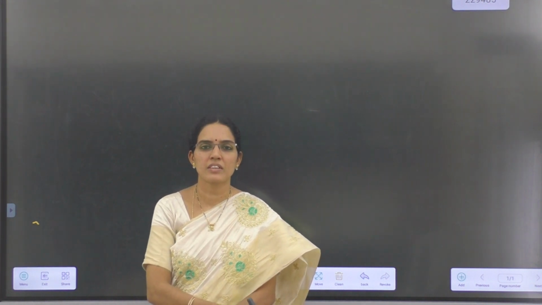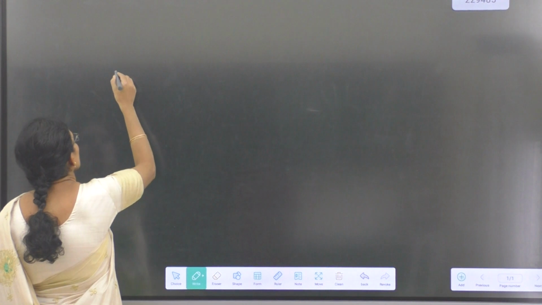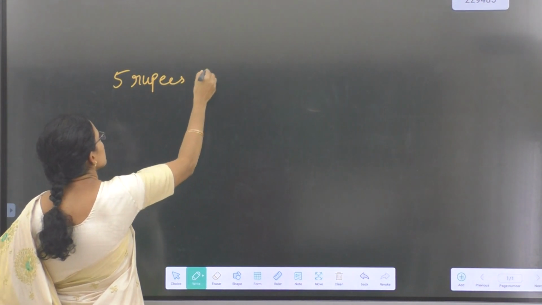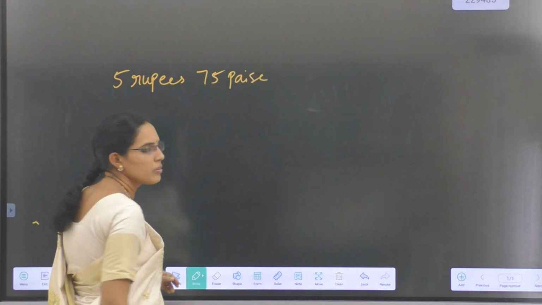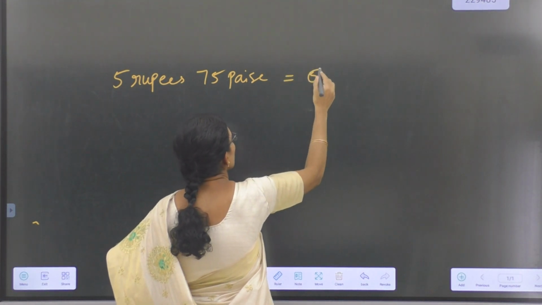Okay, decimals we use in our daily life for expressing rupees, length and weight. We use decimal numbers. For example, 5 rupees 75 paise. If you want to convert this to a decimal number, then we write it as 5.75.